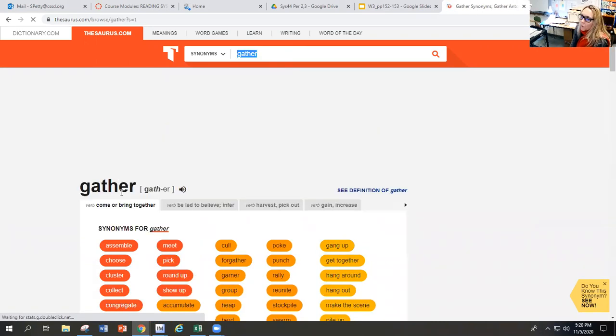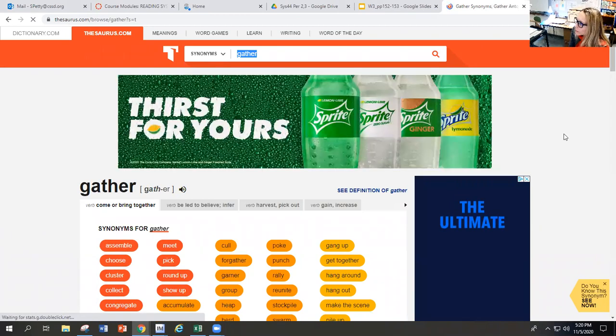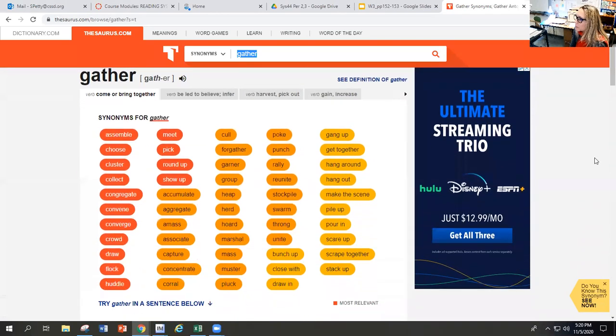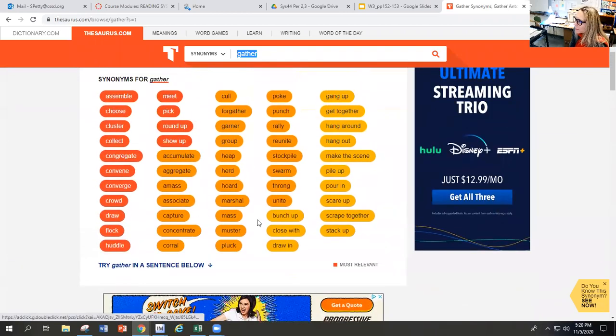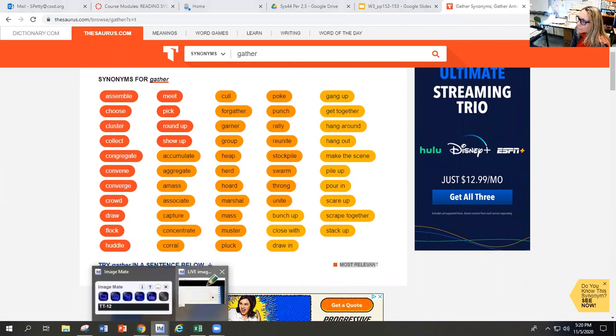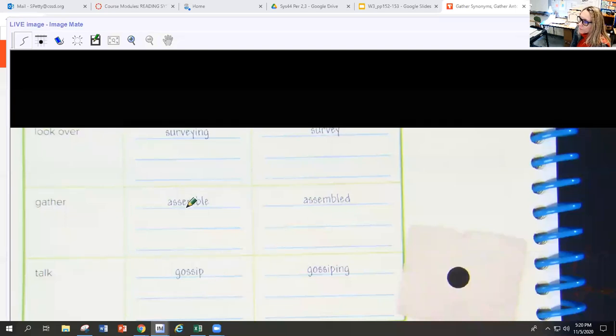And of course, you can see all of the words that they have. We've done this once before, and you can see the key down here. The most relevant is in the red, then somewhat close, and so on. Assemble, I thought, was a good choice for them to have because it really was pretty close. So they had assemble.